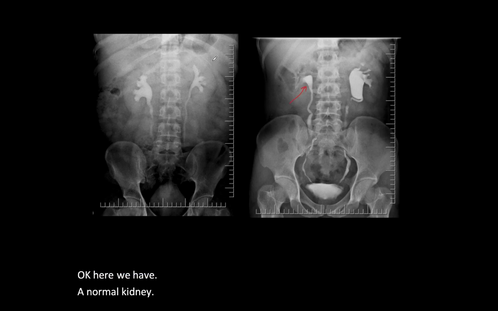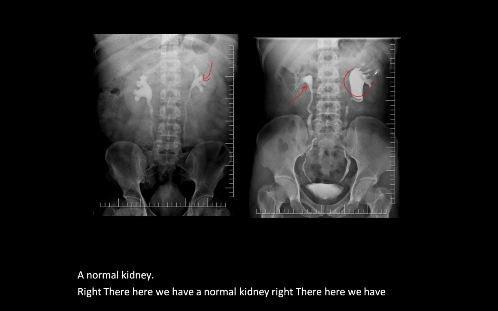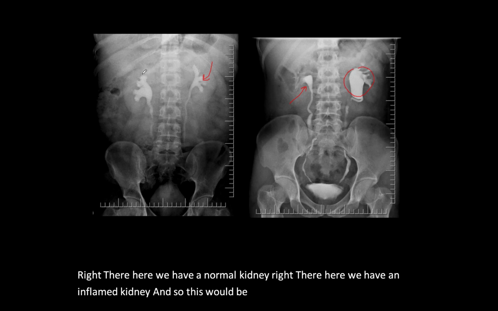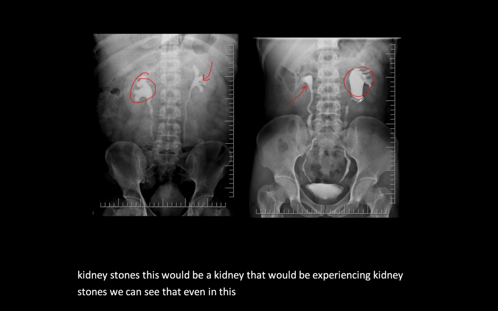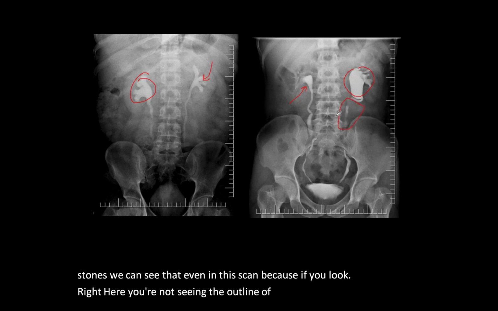Right there. Here we have a normal kidney. Here we have an inflamed kidney, and so this would be a kidney that would be experiencing kidney stones. We can see that even in this scan because if you look right here, you're not seeing the outline of the ureter, which means urine is not flowing through there.